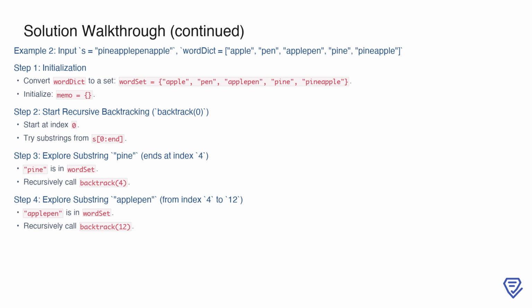Now, let's look at another example where the input string is pineapplepenapple and the dictionary contains the words apple, pen, pine, and pineapple. As before, we start by converting the word dictionary into a set, resulting in wordSet equals apple, pen, pine, pineapple, and we initialize an empty memoization dictionary, memo equals {}. The backtracking process begins at index 0, and we try various substrings starting from there. For instance, the substring pine, which spans indices 0 to 4, is found in the word set, so we recursively call backtrack starting at index 4 to process the remainder of the string.